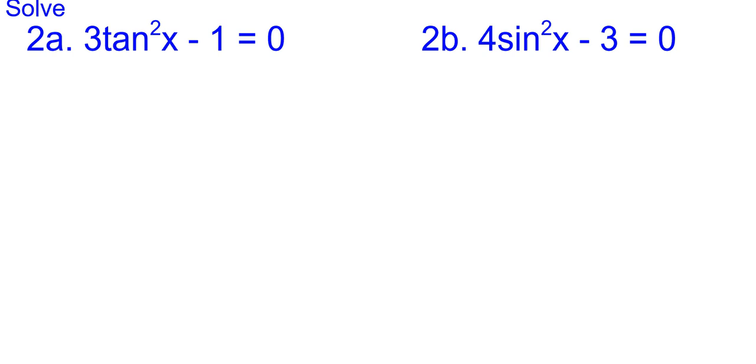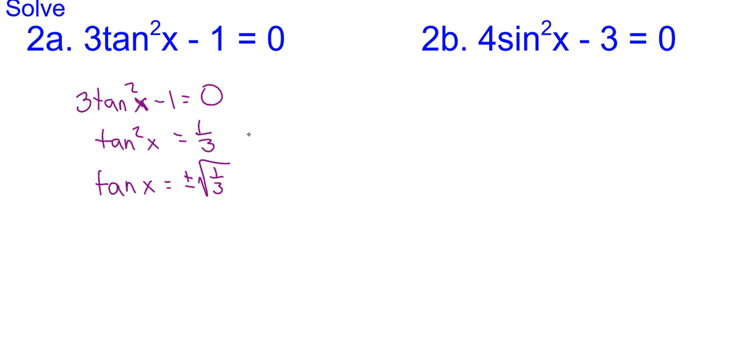So for 2a, I have 3 tangent squared x minus 1 equals 0. And so I'm going to add 1 and I'm going to divide by 3. So tangent squared x equals 1/3. Then I'm going to square root each side. So when I do that, I'm going to get tangent x equals plus or minus the square root of 1/3. Well, that's like the square root of 1 over the square root of 3, or 1 over the square root of 3. I have to rationalize the denominator. And so the tangent of x is equal to plus or minus the square root of 3 over 3. And that should seem familiar to us as we look at this.